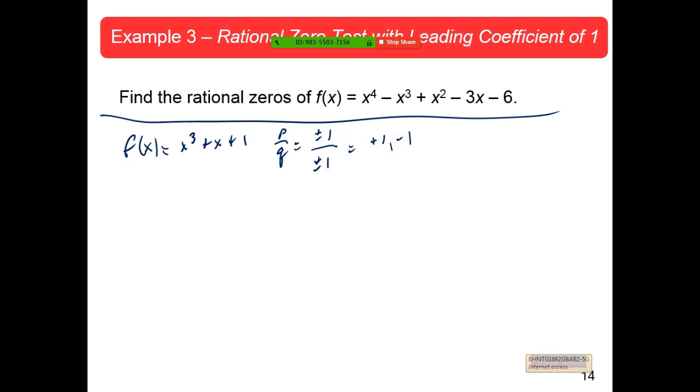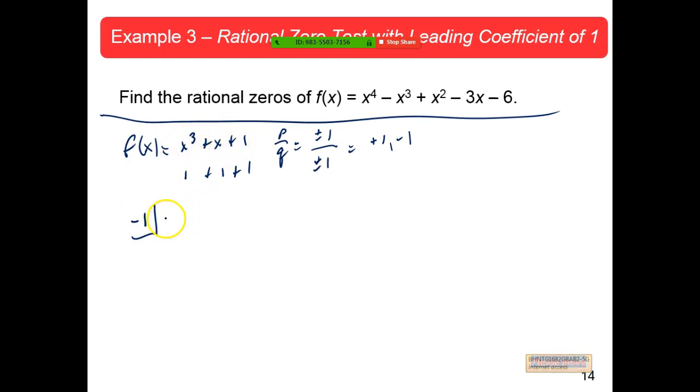I actually wrote them out that way. Now we can plug in plus 1 and see what you get. You get 1 plus 1 plus 1. Guess what? That's not 0. Well, actually, you could also plug in a minus 1, or you could use synthetic division. I don't care which. Synthetic division is pretty easy. Let's try it. Minus 1 on the outside, and then you put your coefficients down.